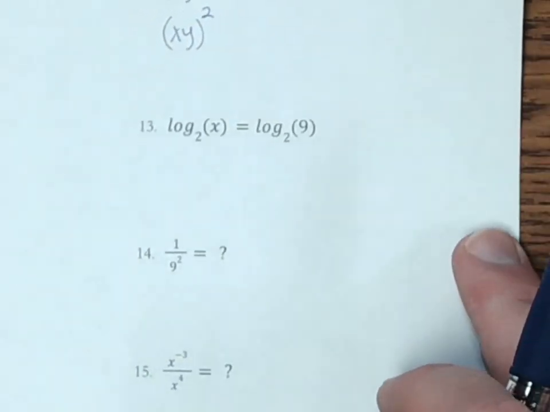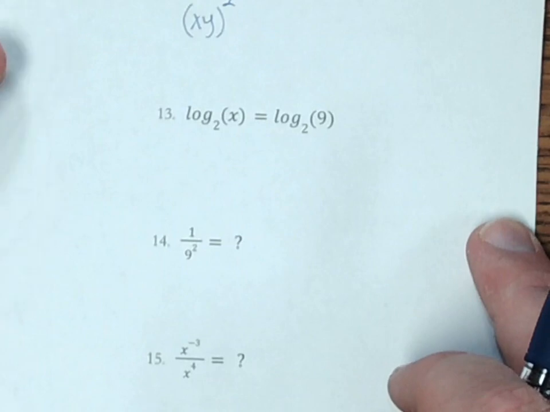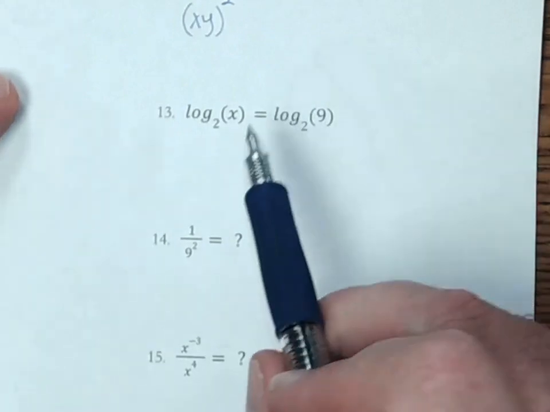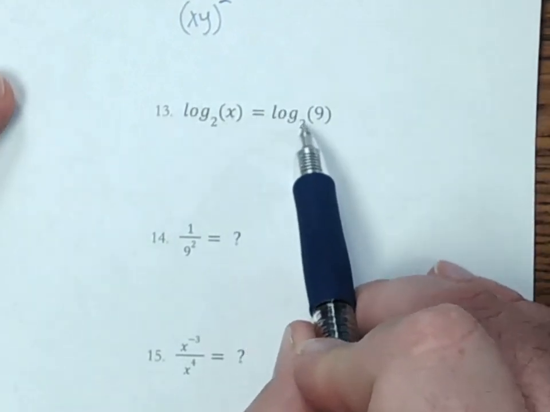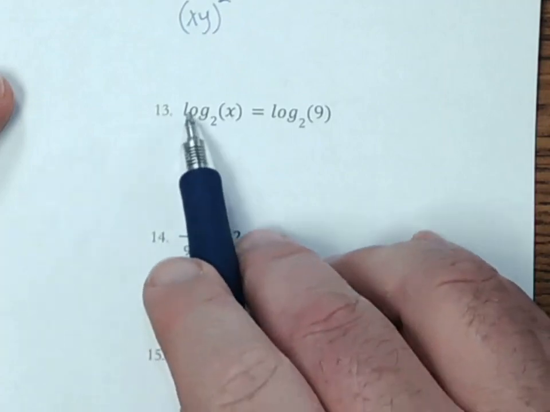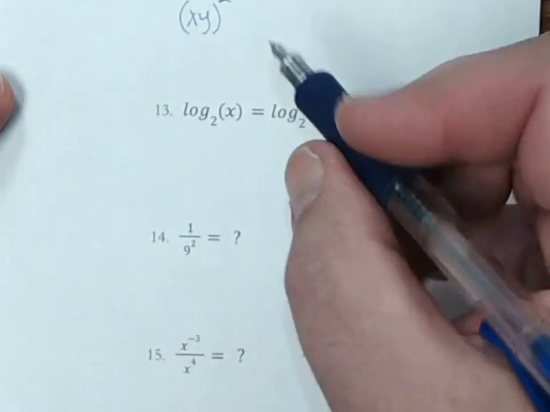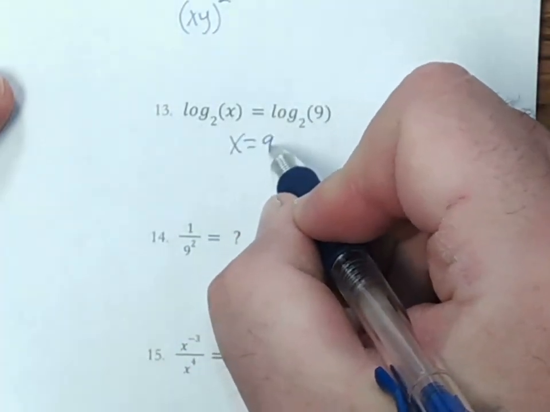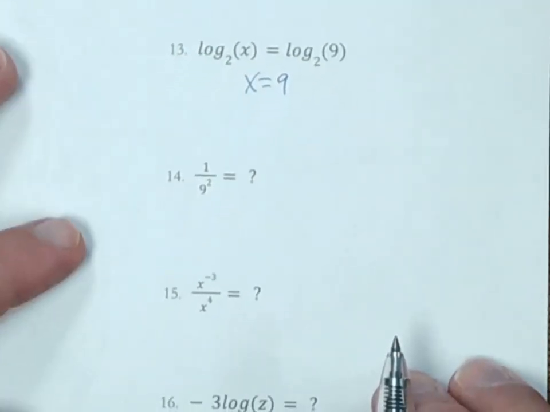Number 13 is a lot like number 8. Once we did our first move there, we've got log base 2 of x equals log base 2 of 9. They're both logs with bases of 2. That means x equals 9, which is awesome.